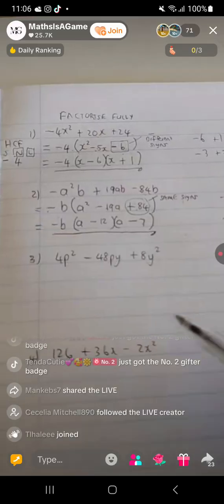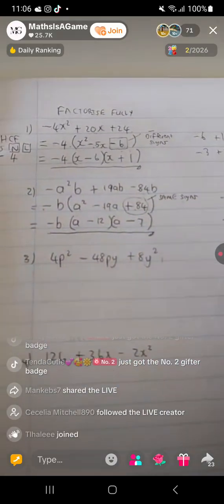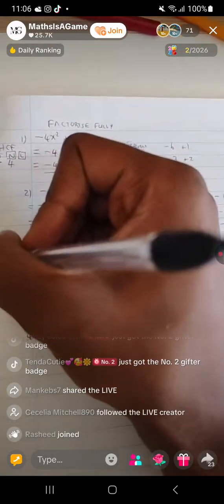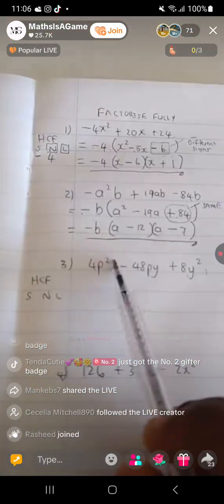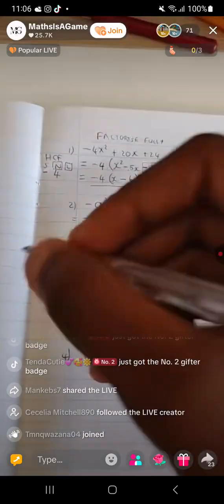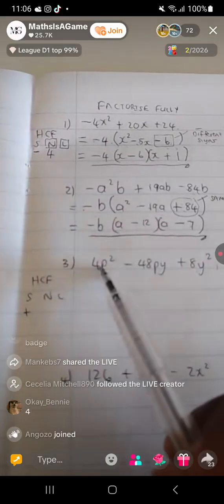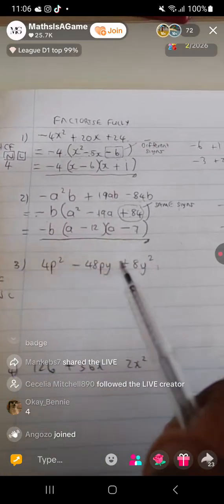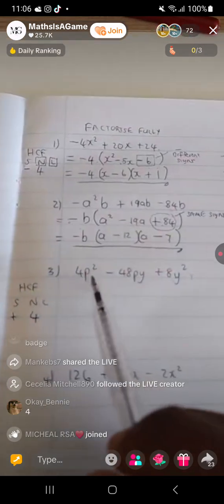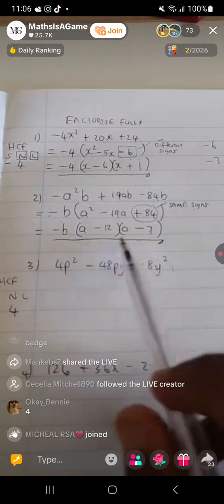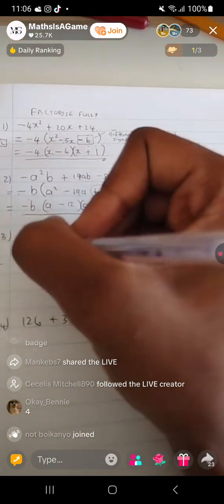Let's look at this question. Same thing. How many terms? 3. Sign change rule? No. Highest common factor? Yes. What is the highest common factor sign? Positive. Highest common factor number? 4, 48, and 8: 4. Highest common factor letter. Is there a letter that is common for all 3 terms? No. So our highest common factor is 4.